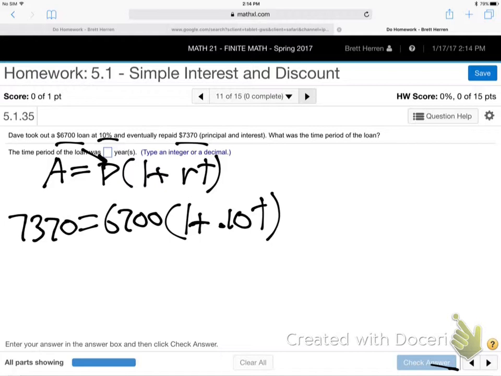Good to there? Want to solve for T. So see what you can do. I'm going to let you try that. Remember how we did it last time? It's pretty much the same steps. See if you can do what we did last time. And they want it in years, time in years.